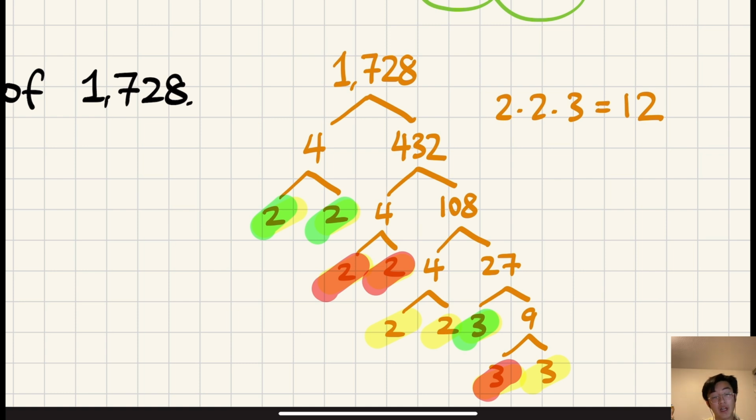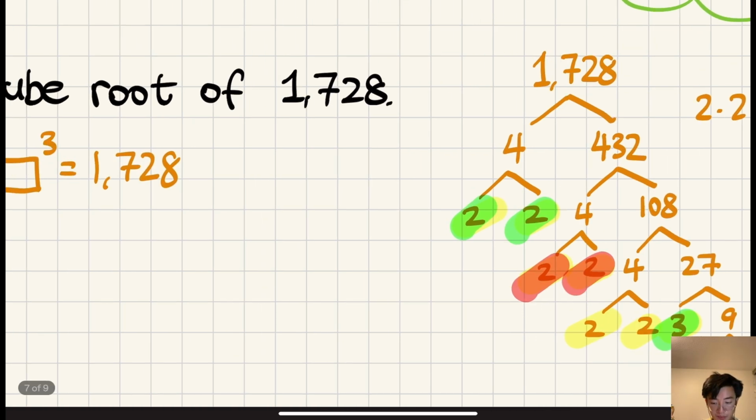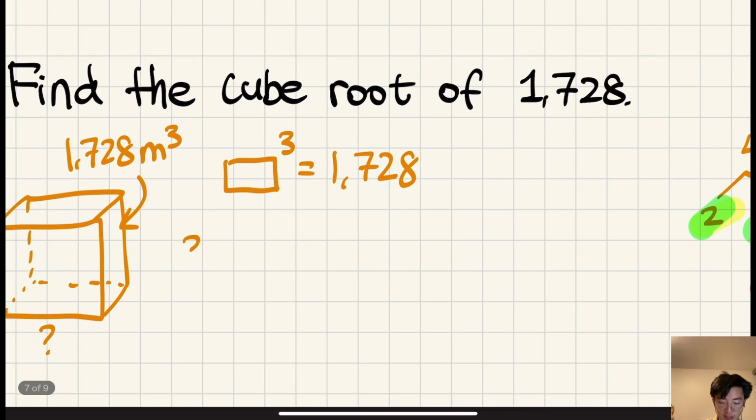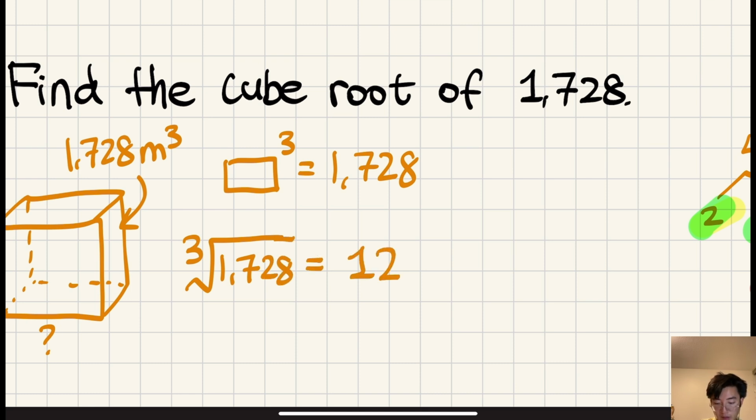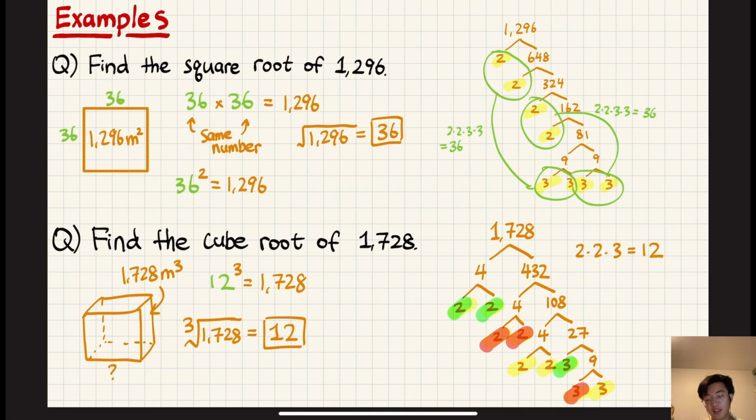Because we're able to split into 3 even groups, we know this number is a perfect cube, which means that the cube root of 1,728 equals 12. Which also means 12 to the power of 3 is 1,728. So that's pretty much it. That's how we find the square root and cube root of a number.